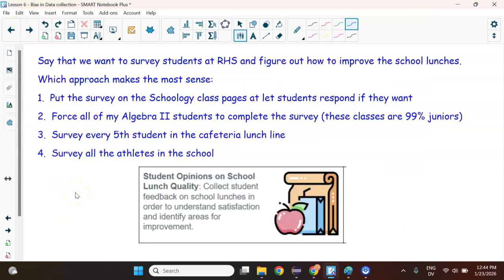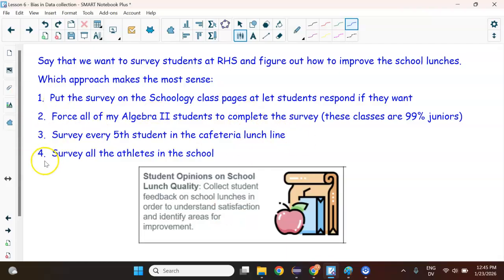Okay, so I kind of want to just start with a scenario. Say we're trying to make the lunches better here at Rogers High School. In order to do that, we need to collect data. Down here it says collect data from the students to understand how satisfied they are, and then what are their ideas for improving. Then we can run a computer program that analyzes all that data and makes suggestions for how to improve. Okay, so the way the data is collected can be problematic.